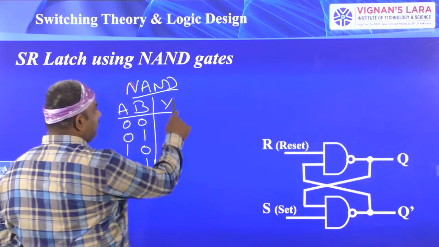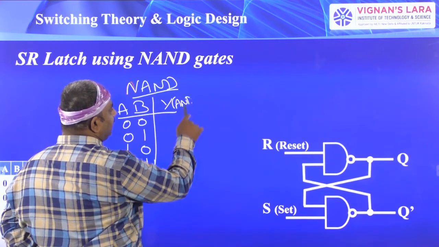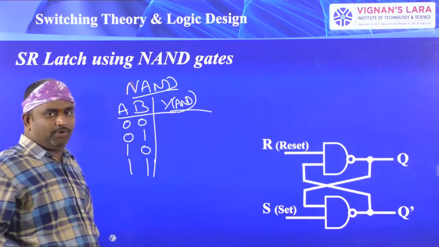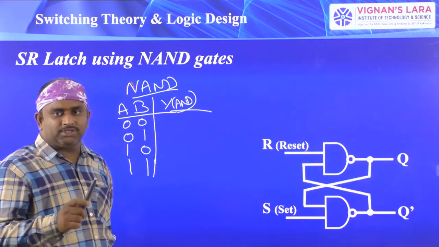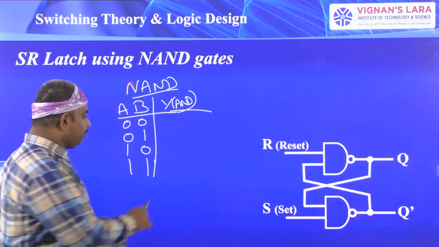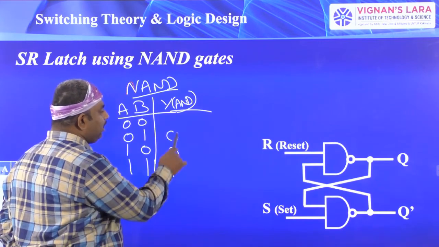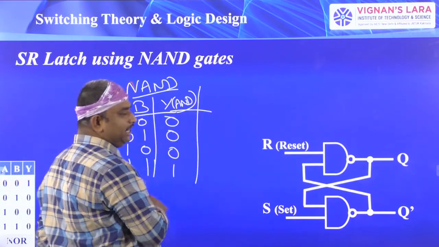So here I am taking Y is equal to the AND gate output. What is the AND gate output? If both inputs are 1, automatically the output is also 1. In the remaining cases, all the outputs are 0. This is the AND gate operation.